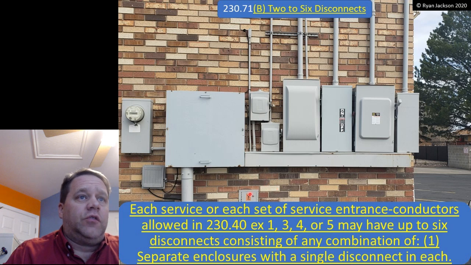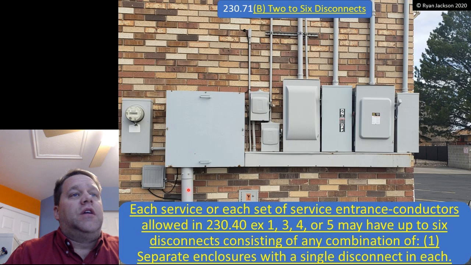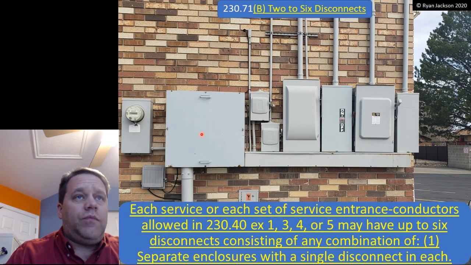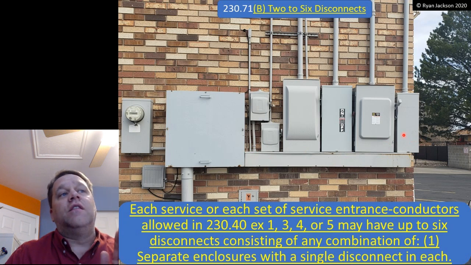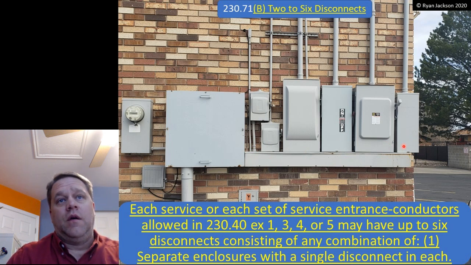Let's look at this service really quick before we read item 1. I've got a service lateral that comes up through this conduit, and I've got my CTs inside here for the metering. We go through this wireway, and we serve 1, 2, 3, 4, 5, 6 individual disconnects. That is still okay. I can have separate enclosures with a single disconnect in each. So I still comply here.